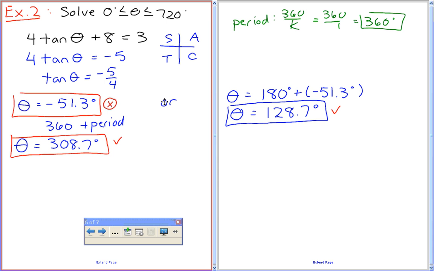This angle here. Okay. Joe, go. Add 360 again. You're always just adding the period.